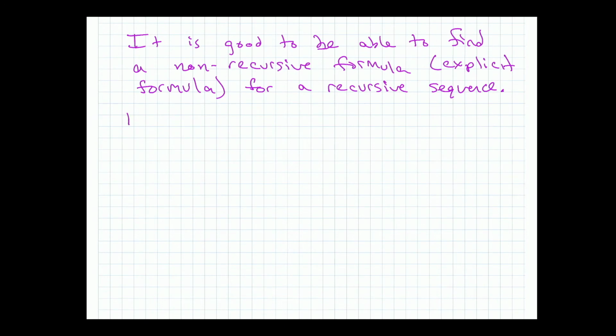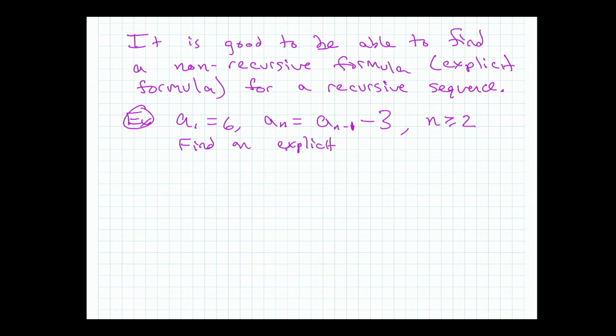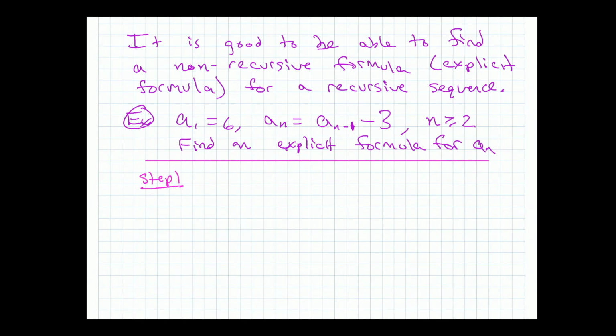So as an example of that, let's just take the one that we just looked at. They say A1 equals 6, An equals An minus 1 minus 3. That's for n greater than or equal to 2. And find an explicit formula for An. Now, if you have to do this, what your steps are is the first thing, step 1, write out some terms.